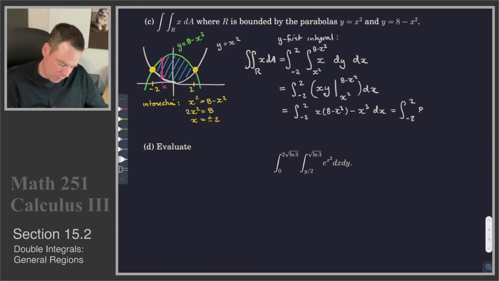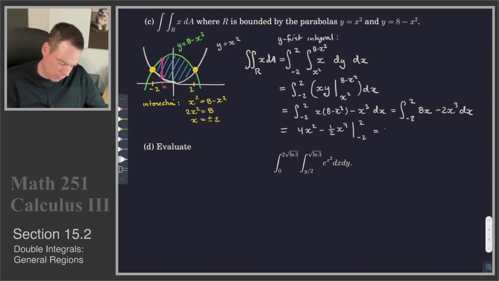I can do a little bit of simplification to that integrand. So that becomes an 8x. Then we get a minus x cubed minus another x cubed, so that's minus 2x cubed, dx. The antiderivative of that is 4x squared minus 2/4, or 1/2, x to the 4th, and that's going to be evaluated from negative 2 to 2.